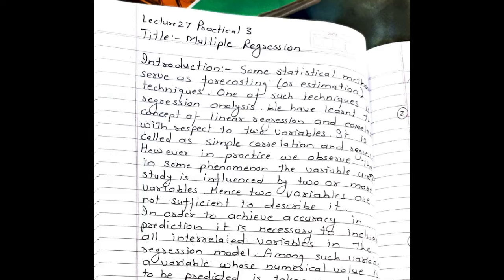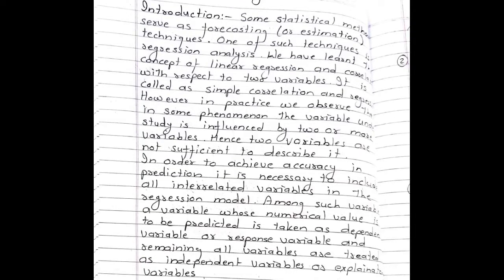However, in practice, we observe that in some phenomena, the variable under study is influenced by two or more variables. Hence, two variables are not sufficient to describe it. In order to achieve accuracy in prediction, it is necessary to include all interrelated variables in the regression model. Among such variables, a variable whose numerical value is to be predicted is taken as the dependent variable or response variable, and all remaining variables are treated as independent variables or explanatory variables.